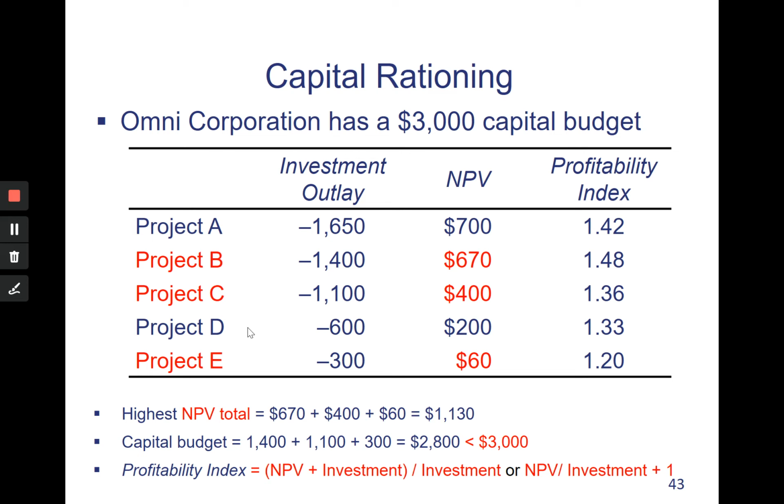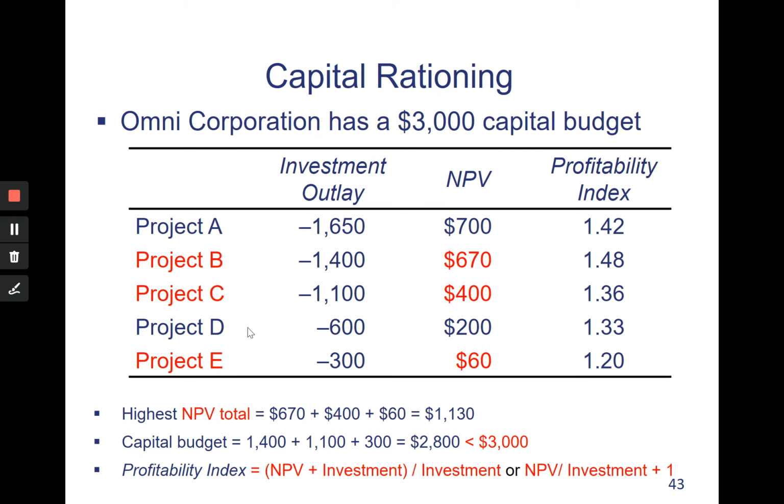So the way to go about this is to calculate profitability index. And profitability index is defined as net present value plus investment divided by investment. And of course, this is a familiar return formula, and it could also be written as net present value divided by investment plus 1.